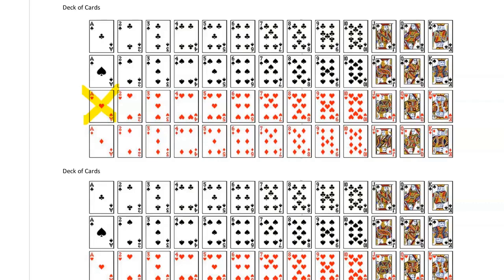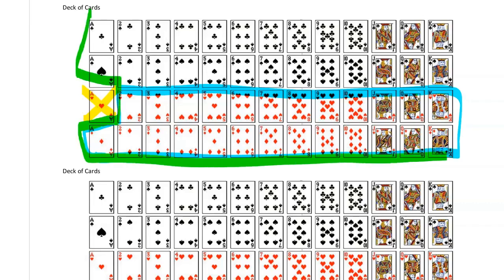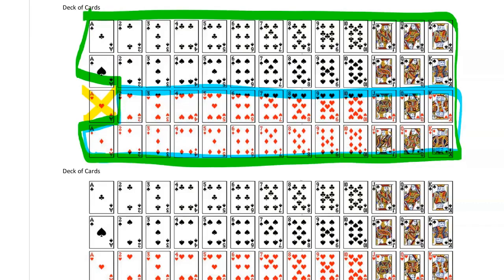So I'm just going to cross that one. Now we want to find the probability of being a red card. Well, there are now 25 red cards out of our deck of 51 cards, because when we removed that first card, we changed our sample space.